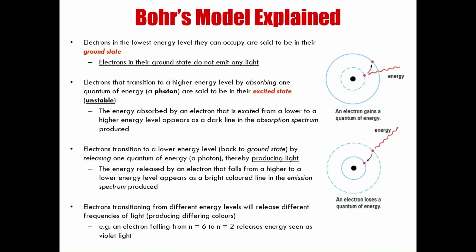And that's why each one of those transitions to a different orbital will create a different color. For example, an electron falling from energy level 6 to energy level 2 is going to release violet light because that's a huge jump. That's a 4 orbital jump. And so it means that the photon had a large quantum of energy, a large amount of energy. And remember the color variants, right?